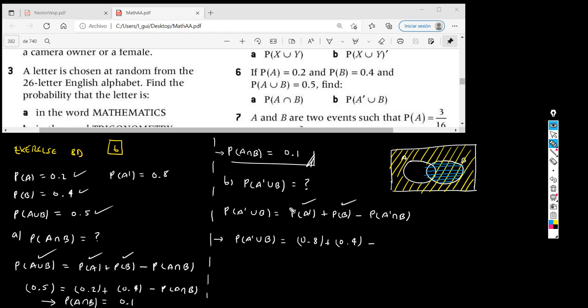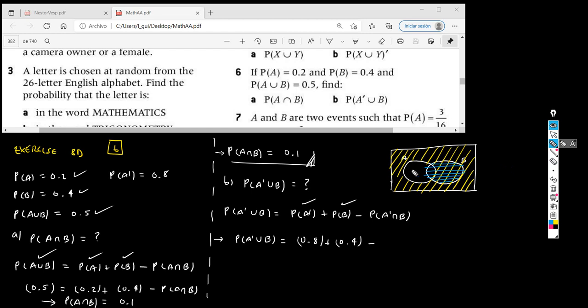And the thing I don't have at this moment is the probability of A prime and B, the probability of the intersection. So let's see, how can I get it? Once again, you cannot do this unless you know that these two events are independent. If you don't know that, you cannot use this, and you need to go through another route.